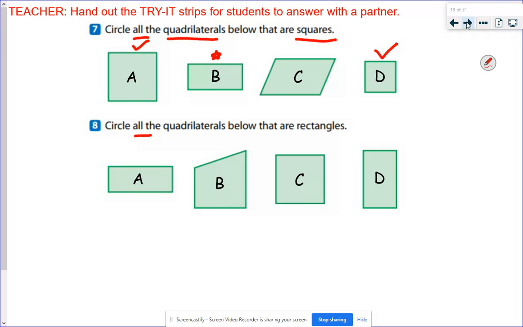Circle all the quadrilaterals that are rectangles. The student that gave those answers said A, C, and D, and defended their answer because they said that these shapes have two sets of parallel sides, those opposite sides are equal, and they all have four square corners.